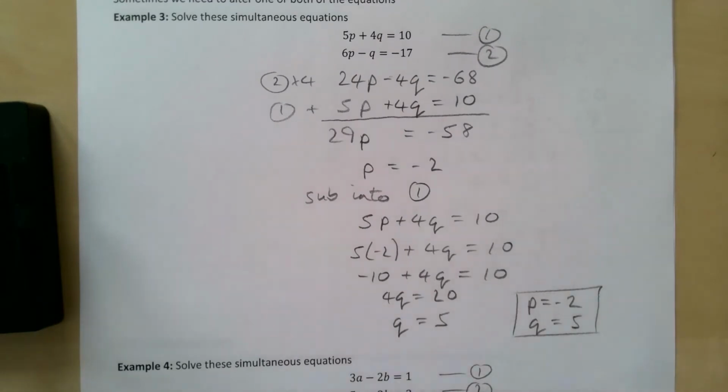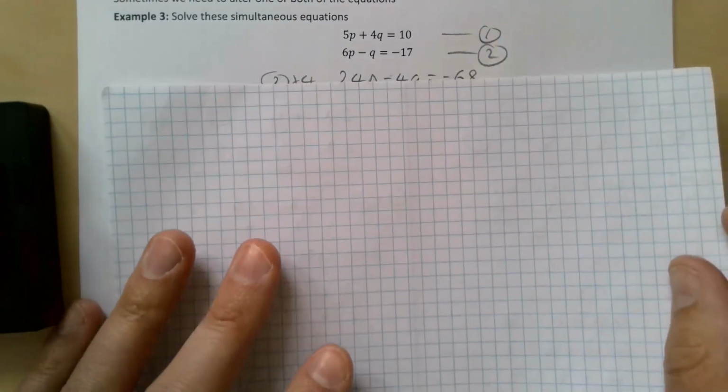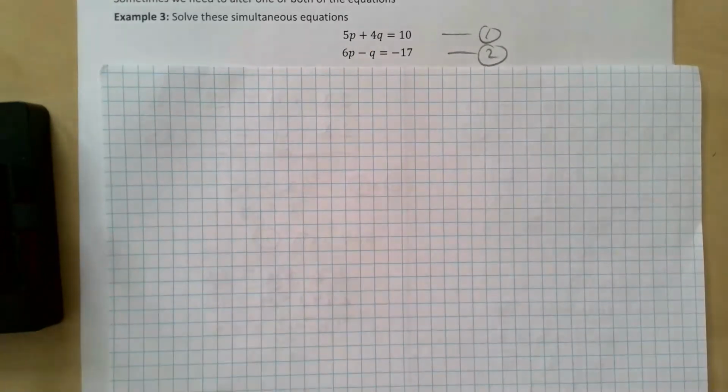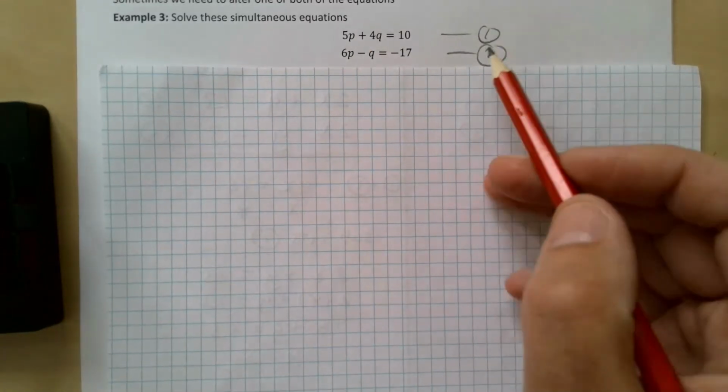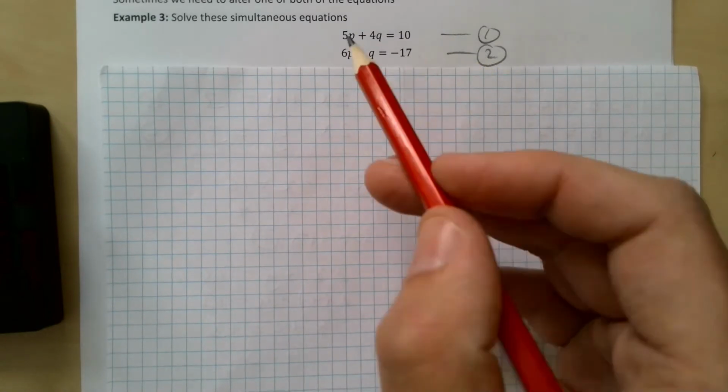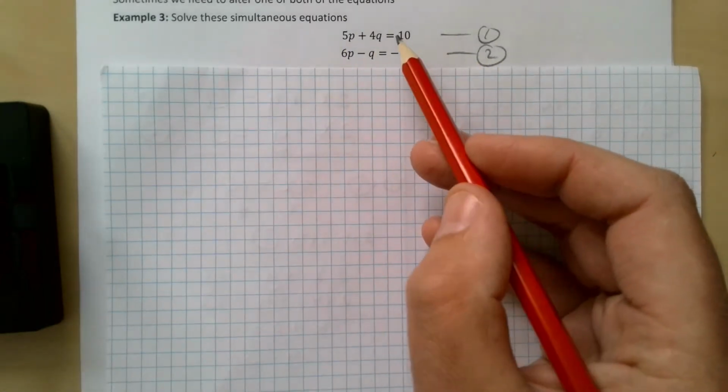Might have ruined the surprise here, but we'll cover it up anyway. Solve these: we've got to work out what p is, we've got to work out what q is. First step is to number them 1 and 2. We have done that. Next step is to either make the p's the same as each other or the q's the same as each other.